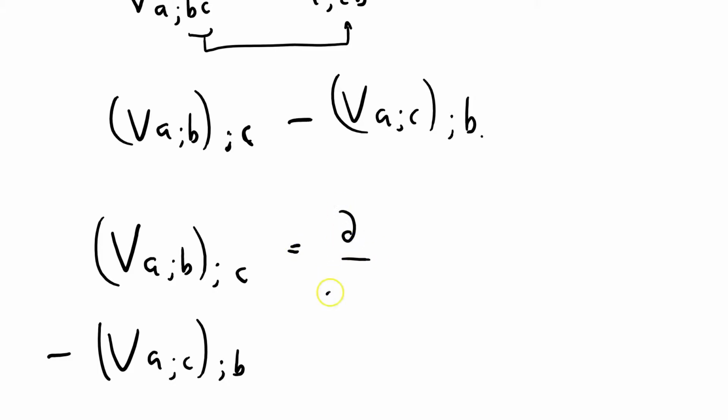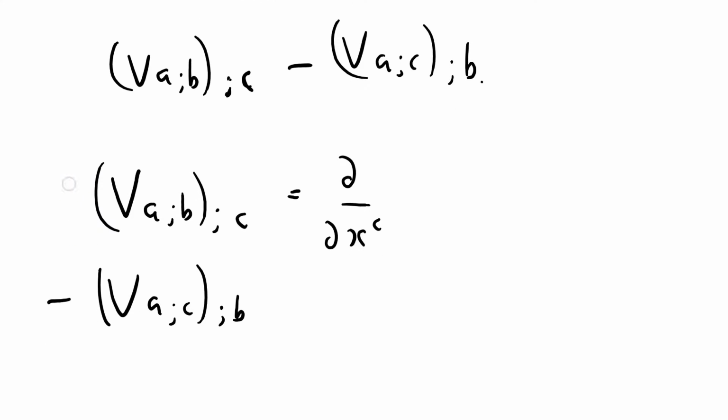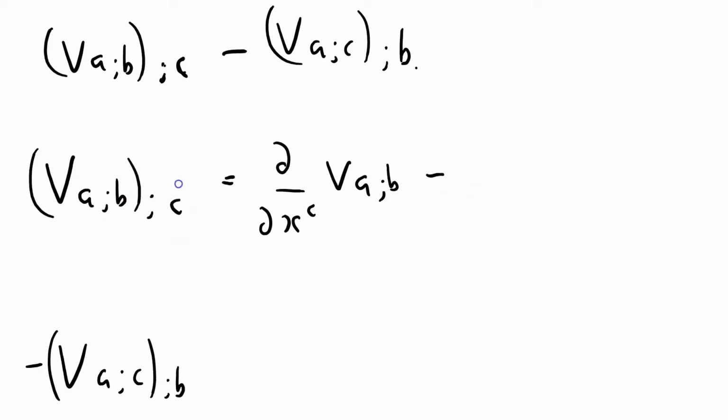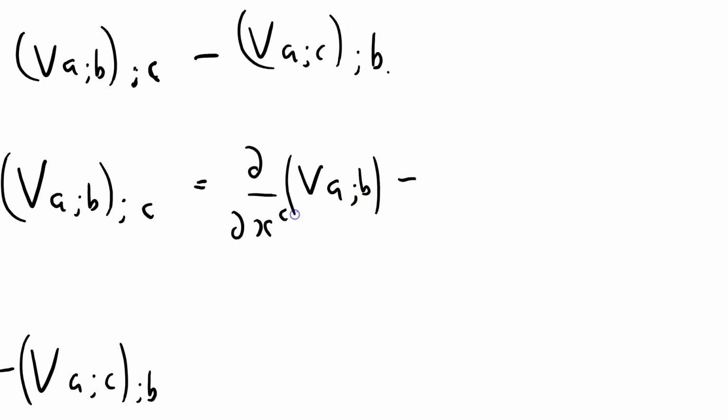Equals ∂/∂x^C. Probably not going to leave myself enough space there. Let me put this one a little bit further down. Minus V^A semicolon C semicolon B. So it's ∂/∂x^C of V^A semicolon B minus, because it's on the bottom, we've got two correction terms. So put that there. We've got a correction term here that's contracted on V^A semicolon AB.